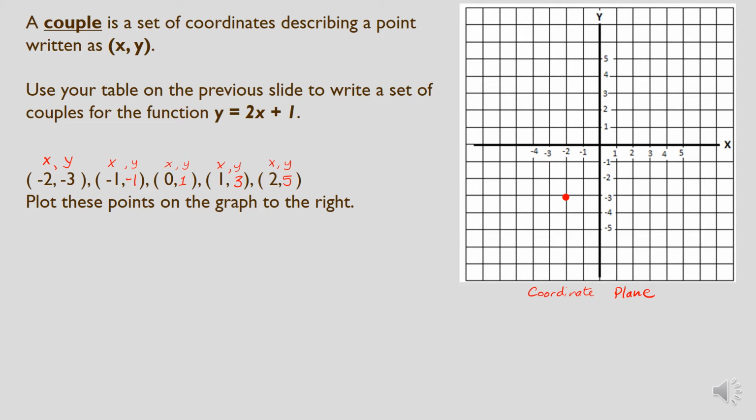Okay, so there's the first one. So -2 is an x value, so you go left and right along the x-axis until you get to -2. There it is. And -3 is a y value, so you go up and down along the y-axis until you get to -3, and where those two coincide is where you get your first point. That's -2, -3.